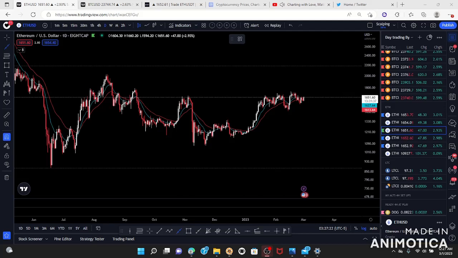The market has turned a little bit bullish here, so I want you to know where my next targets are and where I expect it to turn around. Let's go ahead and begin on the daily.